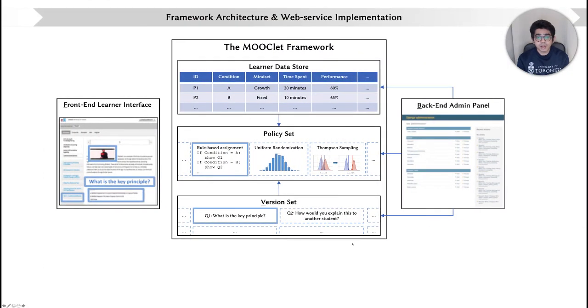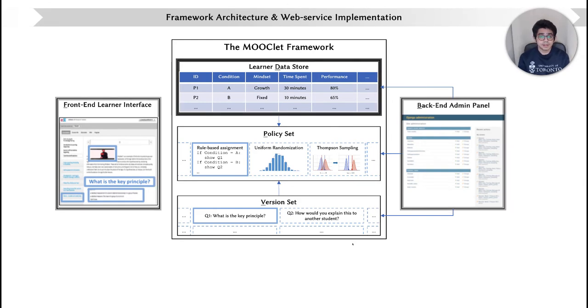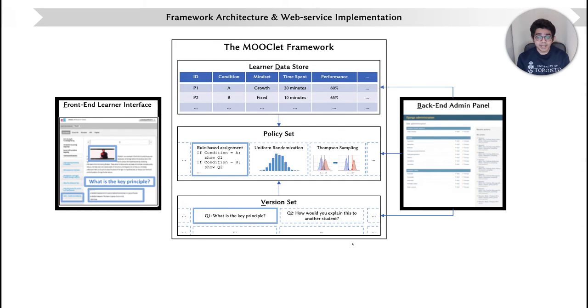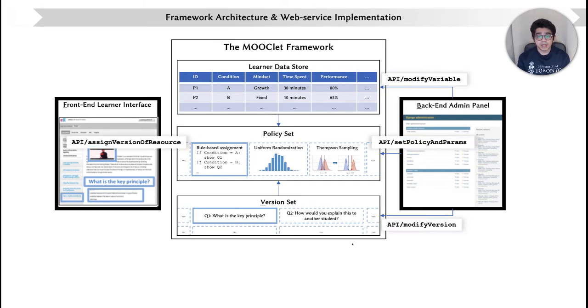The MOOClet framework architecture consists of 3 key software abstractions: the version set for flexible addition of versions of course content, the policy set for many ways to choose which versions to present, and the learner data store for curating student characteristics for personalization. The front-end learner interface and the back-end admin panel draw on these abstractions and communicate with each other via API calls.